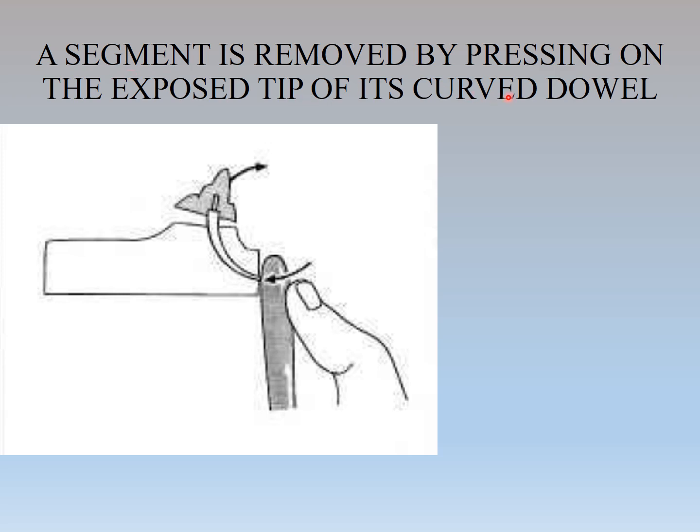A segment is removed by pressing on the exposed tip of the doll. So it's really easy. Here it's a little bit easier, but yes, the orientation is a little difficult. So you just have to push it out from outside with pressure. You can see it's going to just jump out like that.